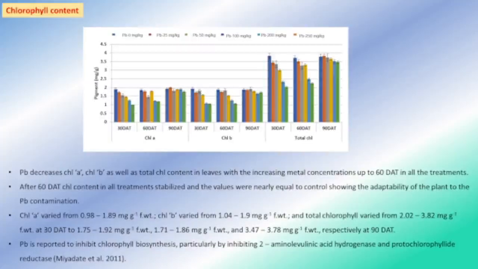However, at 90 days after treatment, chlorophyll content in terms of chlorophyll A, B, and total chlorophyll were more or less comparable to the control, which shows the adaptability of this plant.